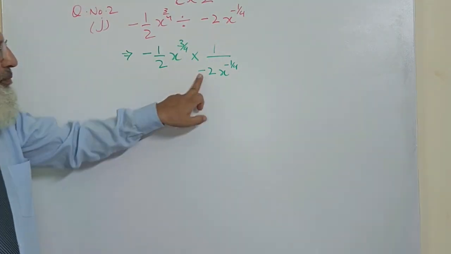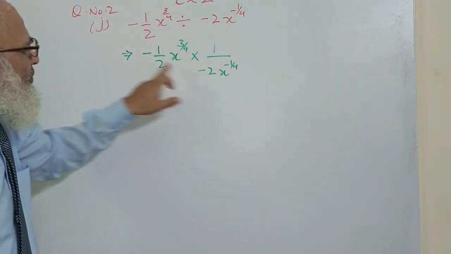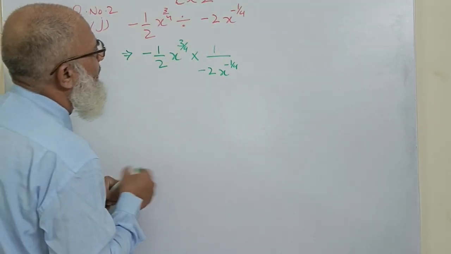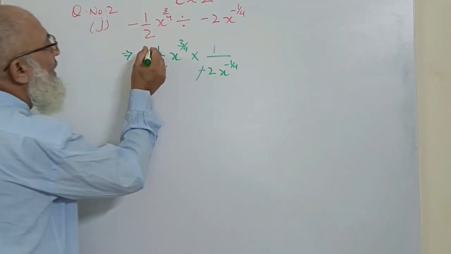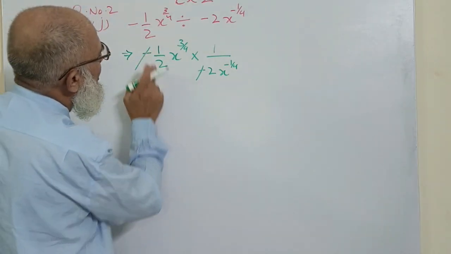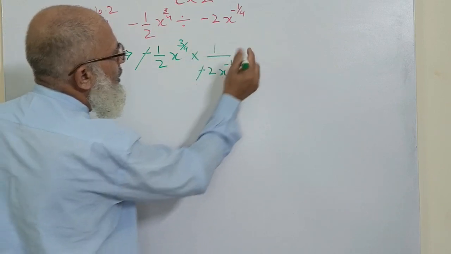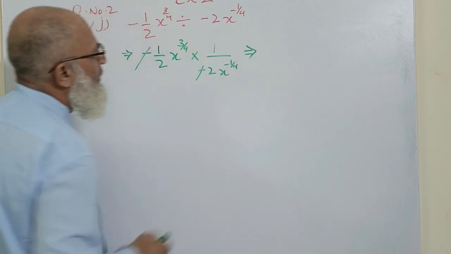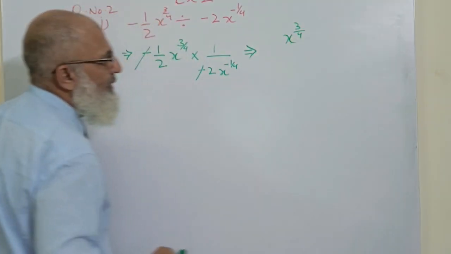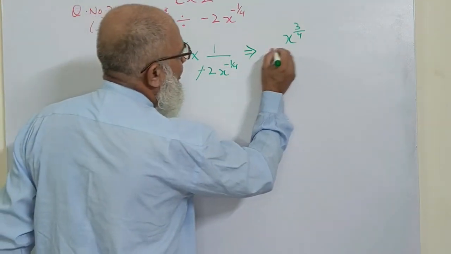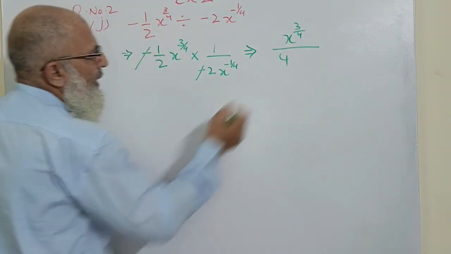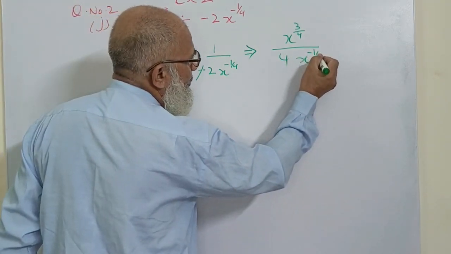Since there is a minus in the denominator and a minus in the numerator, you can cancel both of the minus signs. So again you see that this is 1 by 2, this is 1 by 2. Now what will it become? It will become x 3 by 4 written as it is, and 2 2s are 4, and x minus 1 by 4.